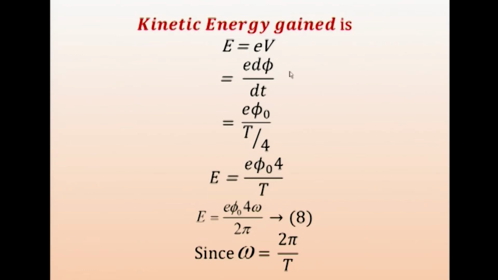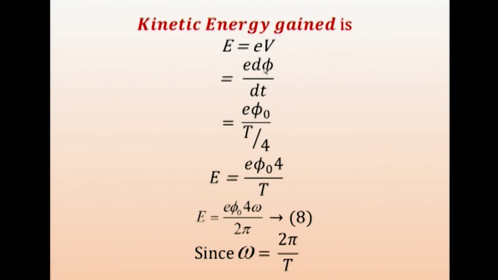So, this d phi by dt is from Faraday's law, and you understand why we write d phi as phi 0: because in the first quarter the flux changes from 0 to phi 0, that is the change in flux. In the first quarter, what is the change in time? 0 to T by 4. Therefore, in the place of d phi we write this, and in the place of dt we write this. So, we get this expression.